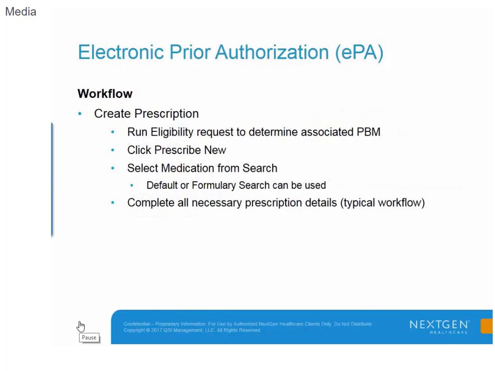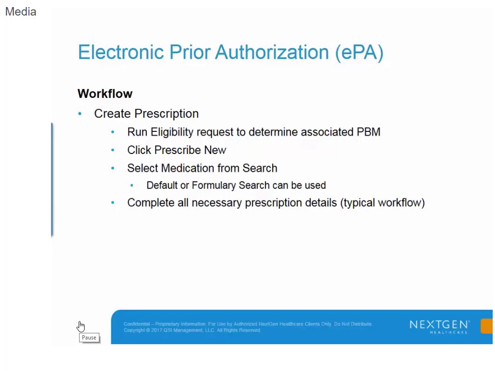Now, from a workflow perspective, all of the stuff that we've talked about so far is just kind of the functionality. But remember that the workflow starts with creating a prescription. You're going to run an eligibility request to determine the PBM. That's usually done either by opening the medication module or creating a new encounter. Now, you could also manually do it, but this process is hopefully already in your workflow because we've had it for a while, and it's also part of some of your ACI reporting needs.